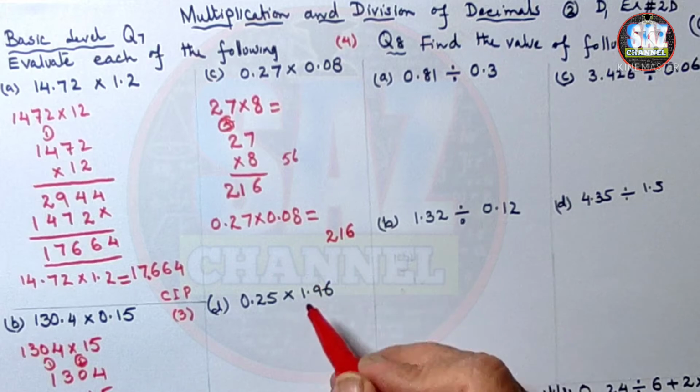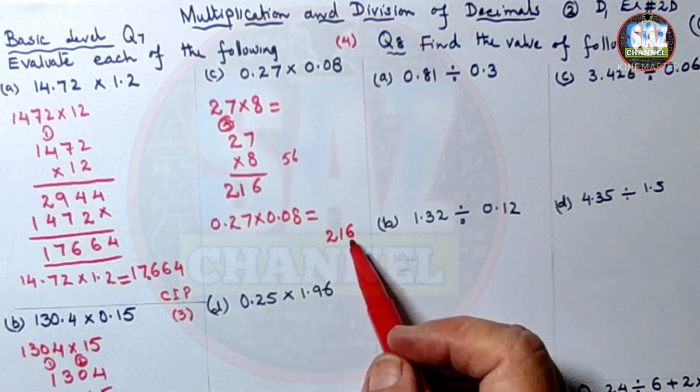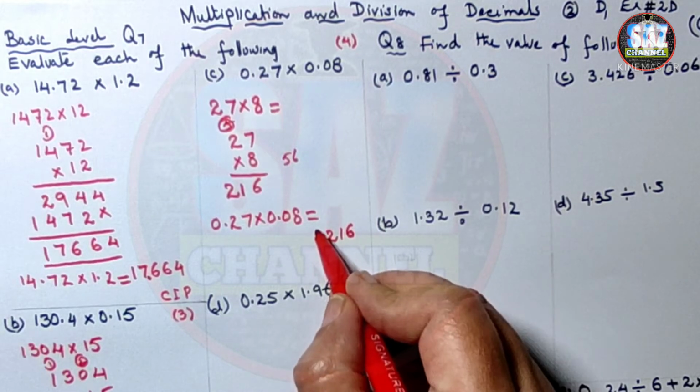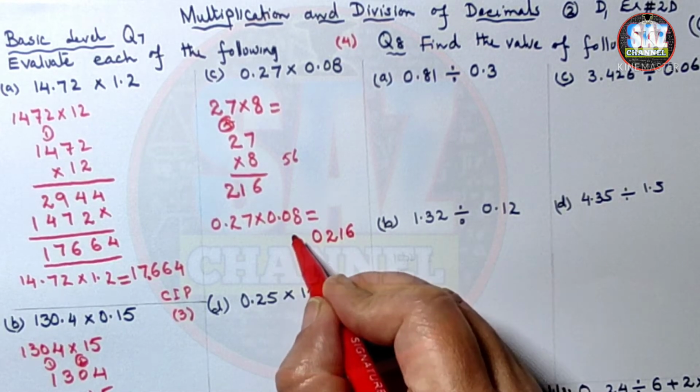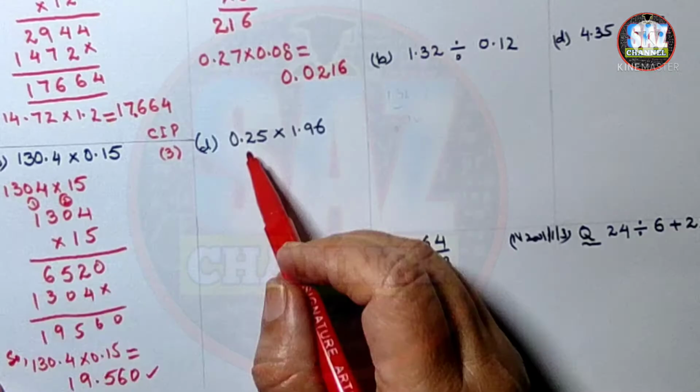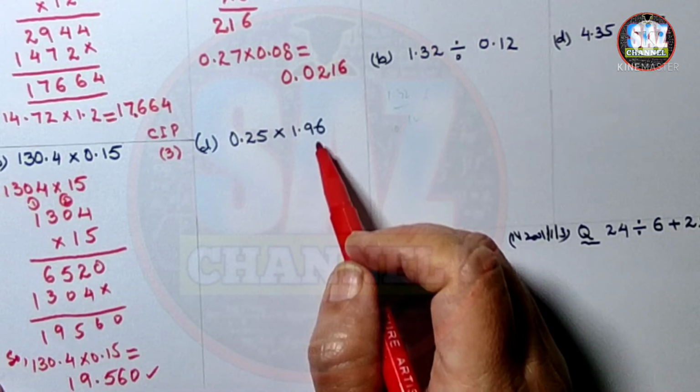216. This is the product of these two numbers, but it is having 3 digits, but I need the 4 digits. So 4th digit will be replaced by 0, and then 0.0216 will be the answer for this question. Moving to the next question, that is 0.25 multiplied by 1.96.